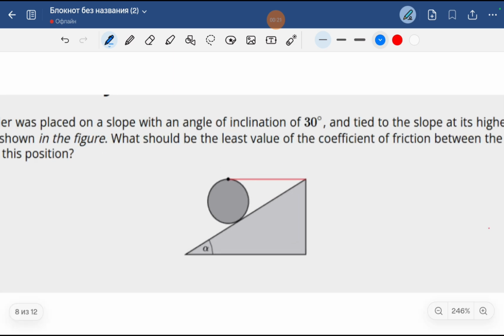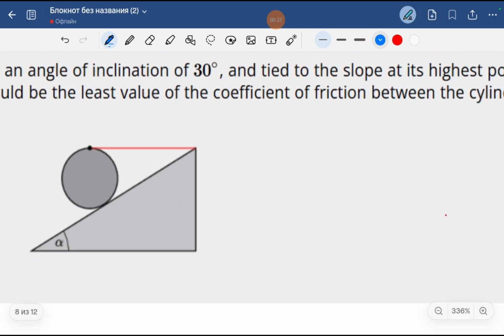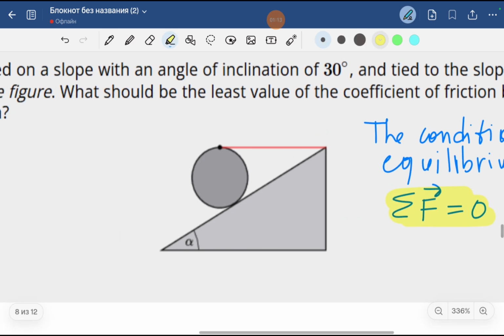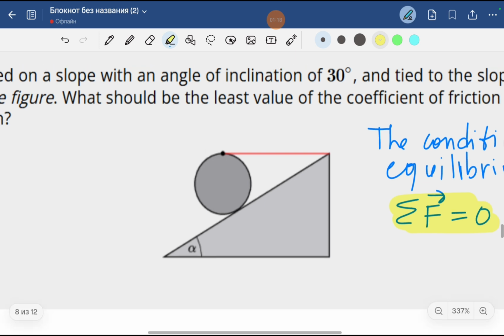To determine the coefficient of friction between the cylinder and the surface of an inclined plane, let's write down the equilibrium condition for the body. The condition for equilibrium is that the vector sum of all forces acting on the body must be zero. Let's depict all the forces acting on the cylinder.